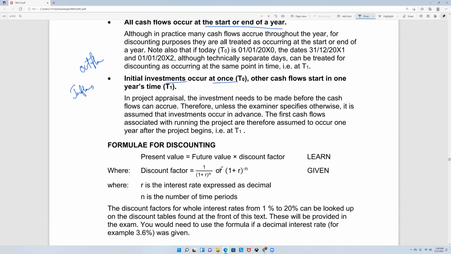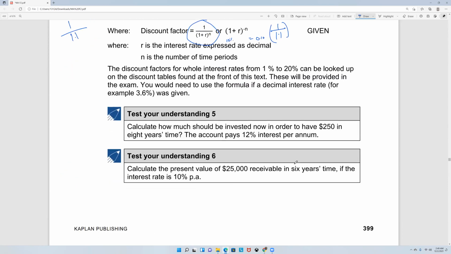Moving forward, what did I just do right now? Previously, if I had taken 10% as the interest rate, what did I do? 1 divided by 1.1. That's what it is, right? 1 divided by 1 plus the rate. If the rate is 10%, it is 0.10, so 1 plus 0.10 is 1.1. So 1 divided by 1.1 to the power of the number of years, we are going to do it. So now let us just do this.